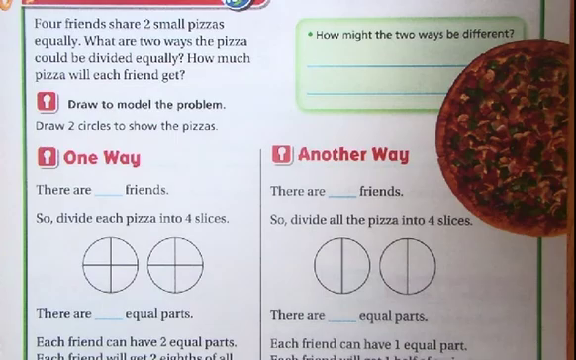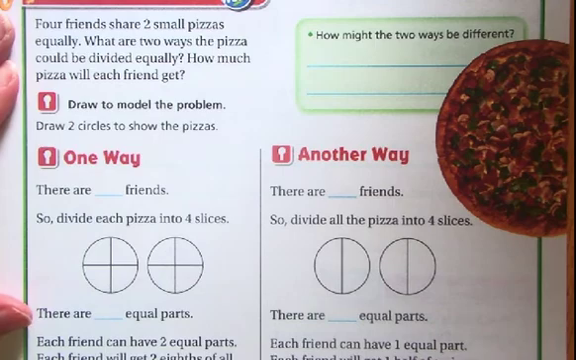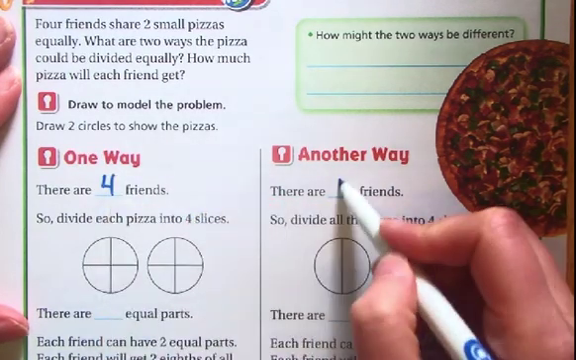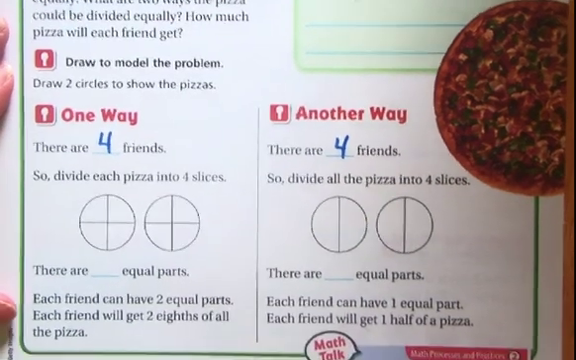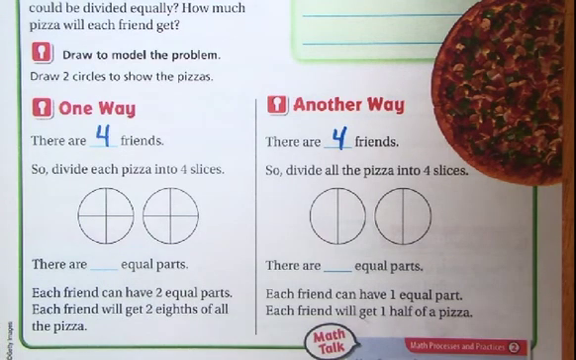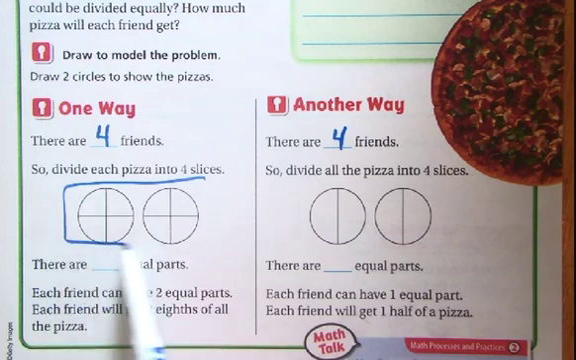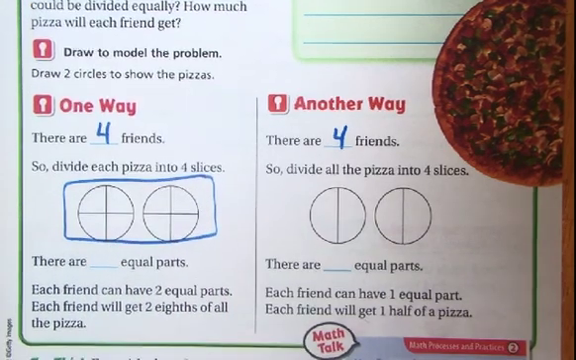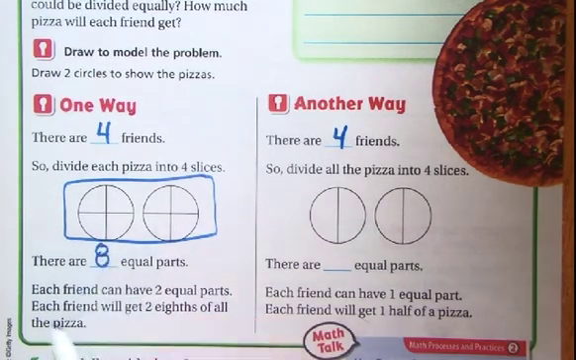Okay, so right now the question is, how many friends are there trying to share the pizzas? 4. Thank you. There are 4. So I'm going to put 4 in each spot. They divided it into 4 slices each, but it says there are blank equal parts. How many equal parts are there in this side? 4. How many altogether? 8. Each friend can have 2 equal parts because we know that 8 divided by 4 friends is 2.